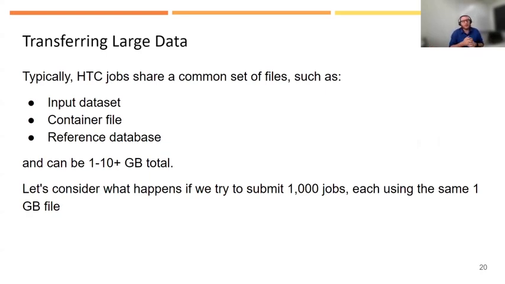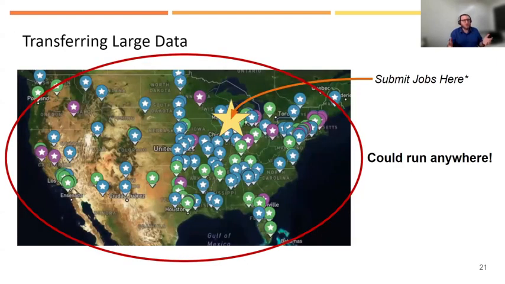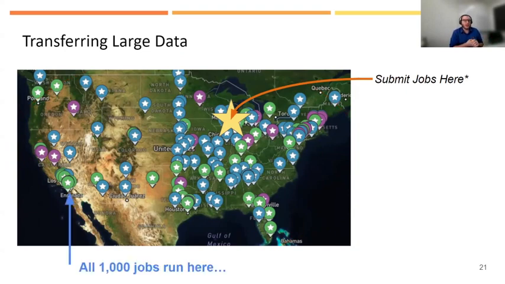So let's think about what happens if we try to submit 1,000 jobs using a 1 gigabyte file for our job. That's not unrealistic. Some containers, I'd say that's close to an average size for a container, but some can be larger than that. If we think about the OSPool and how it's constructed, we mentioned you can submit the job in Chicago or in Madison, and that could run anywhere. Well, let's consider in the scenario, it runs in San Diego, or I think Southern California. I'm not quite sure where San Diego is on the map here.